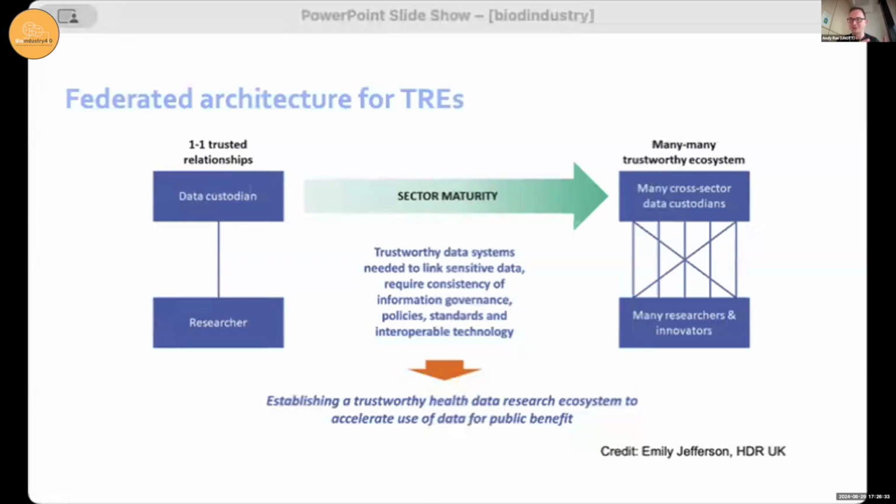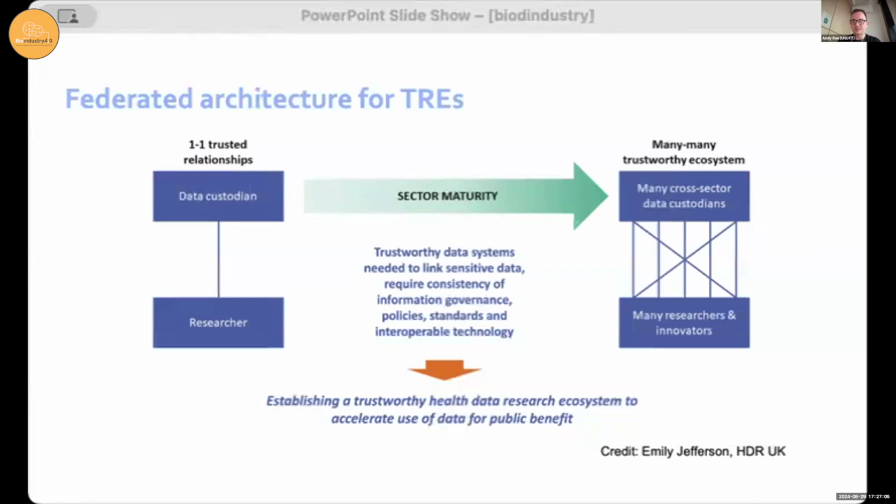I've quickly moved around some slides and deleted some things that Christian covered, but this context I think is a good one to start with: the underlying story of moving from a one-to-one relationship that requires trust between the custodian and researcher to a many-to-many. And this is the sector maturity journey we find ourselves on, providing consistency around governance, standards, policies, and then interoperable technology as well.